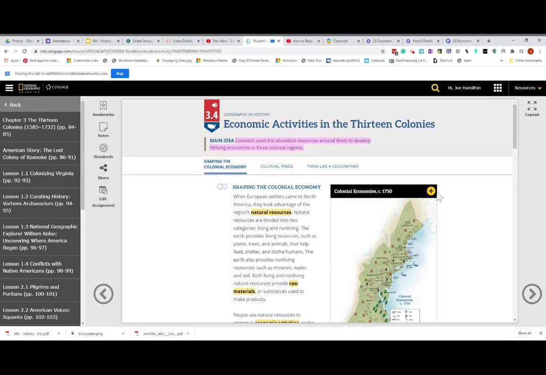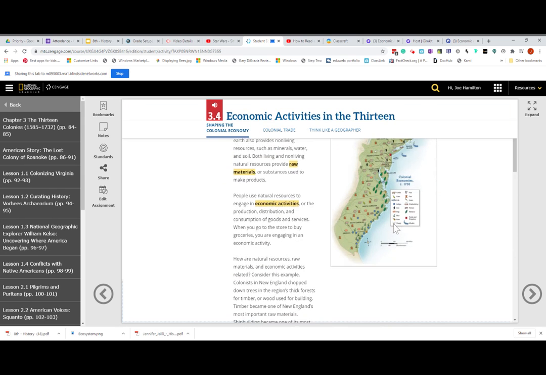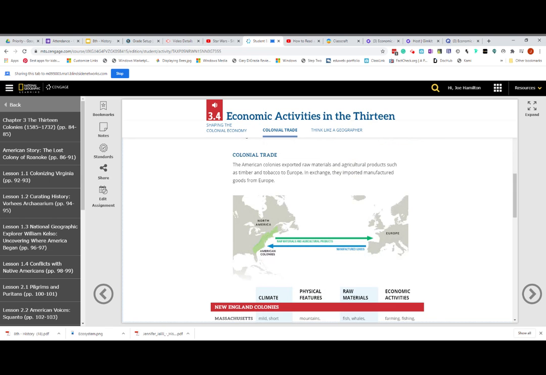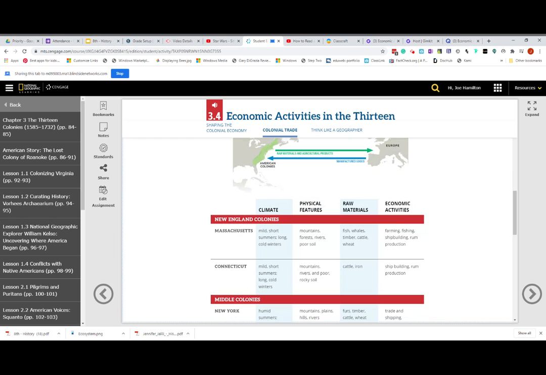Some of you all might click this map open. I kind of scan through here. Here's colonial trade. It's not even that long. It's a picture, but they also have this nice long chart. And if I look at the very first part here, economic activities and their abundance of materials, that means they had plenty of fish, whale, timber, cattle, and wheat, and they used that to make money.